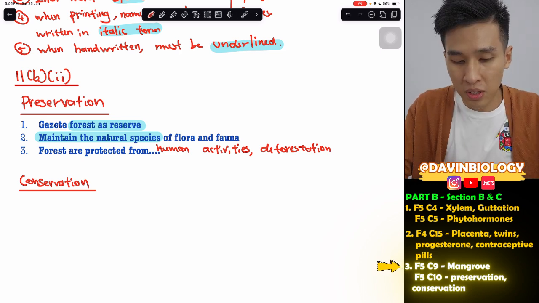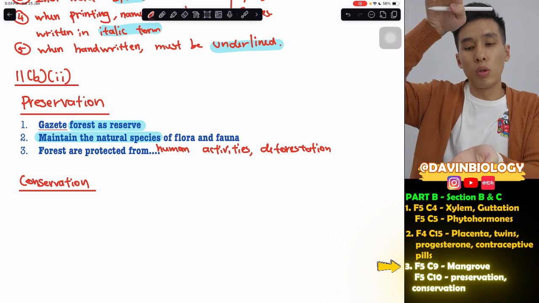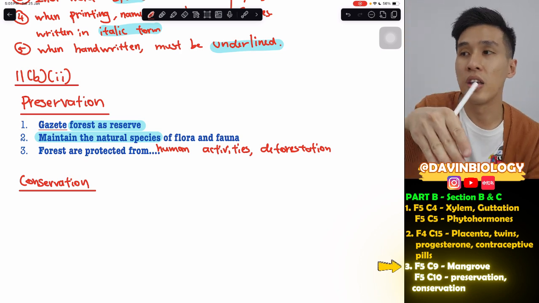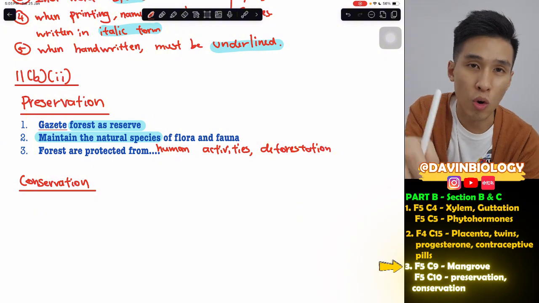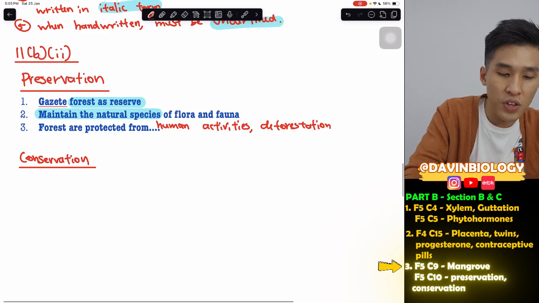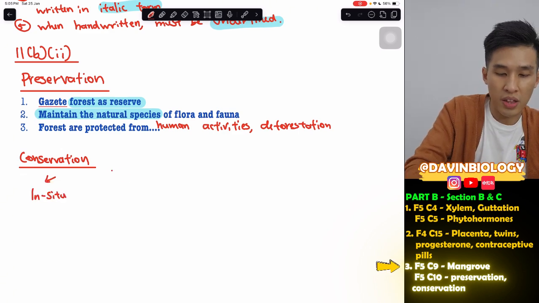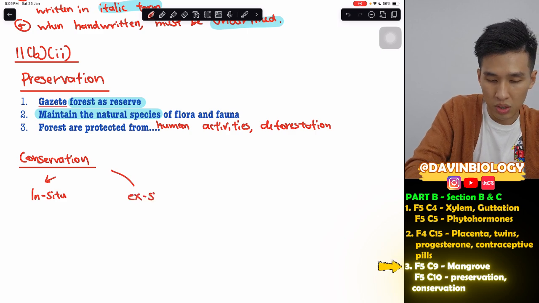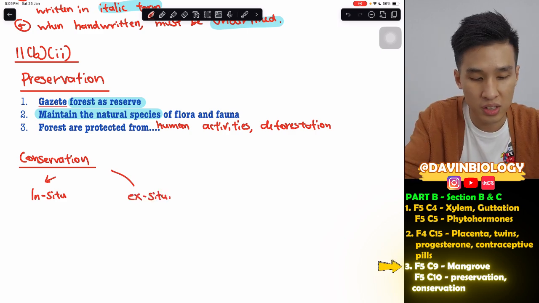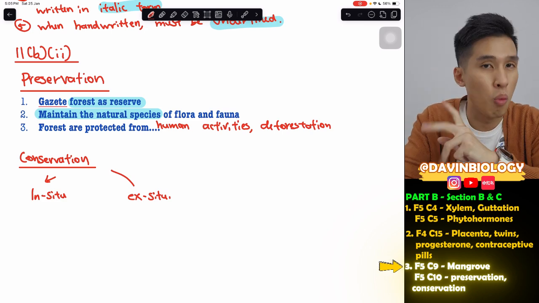So preserving it is not good enough, because some animals have such a low population that they find it very hard to mate or even survive by themselves, like the tiger, for example. So for conservation, there are two methods, basically in situ and ex situ conservation. If you mention in and ex, 1 mark each, we really have 4-5 marks, almost full already.